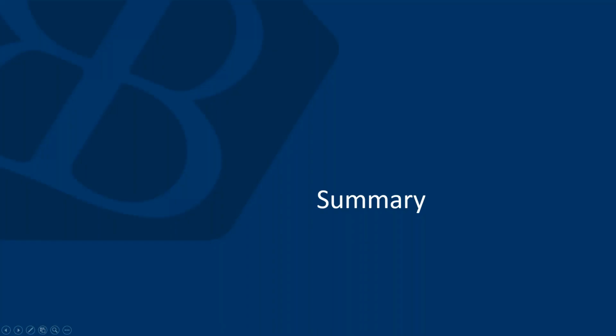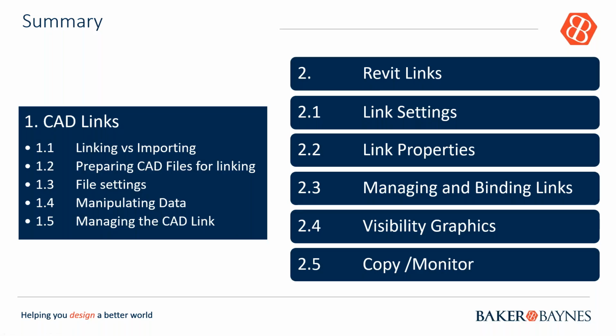Okay, just in summary before we end off, in terms of CAD links, what we looked at is linking versus importing, best practices on how to prepare your CAD files for linking, different file settings and how to manipulate data or manage the CAD link. And in terms of Revit, we've looked at what the link settings are, the link properties, how to manage and bind, how to work with your visibility graphics, and a brief intro on CopyMonitor.